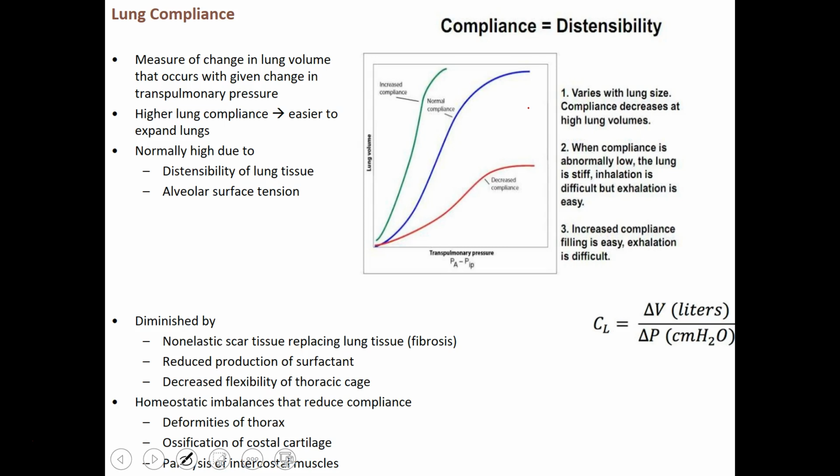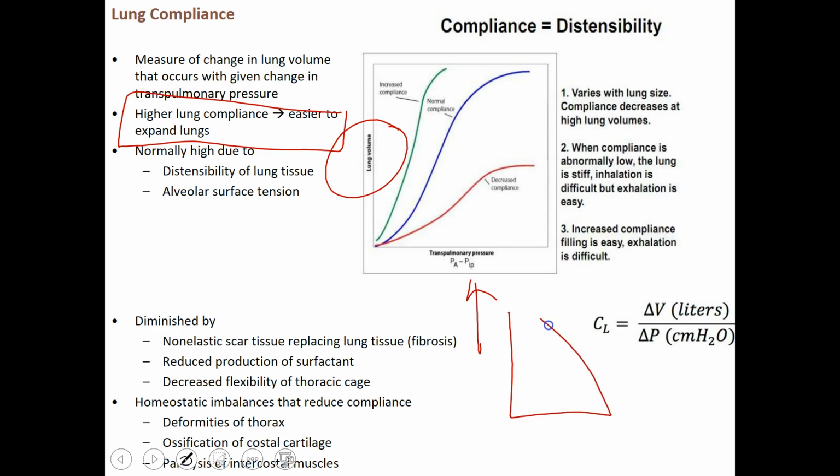Now, as we mentioned, lung compliance is the degree to which lungs increase their volume with each change of transpulmonary pressure. Now, I want to remind you that if this is the lung and this is the pleural cavity, then transpulmonary pressure is essentially between the lung and the pleural cavity, okay?